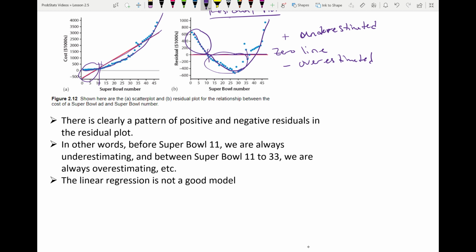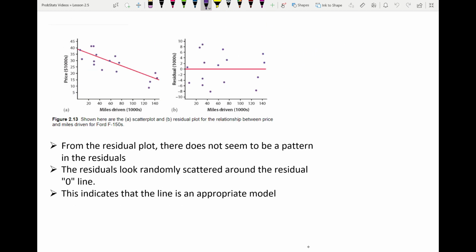So now let's look at another example of a residual plot. This one is data for Ford F-150s, the price of the Ford F-150 based off of miles driven. If you look on the left side, you have our regression model here. It looks like a very good model. It closely fits the data. And if you look at the residual plot, well, this is the zero line, right?